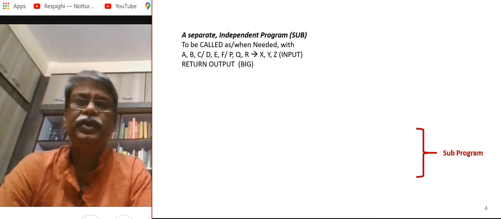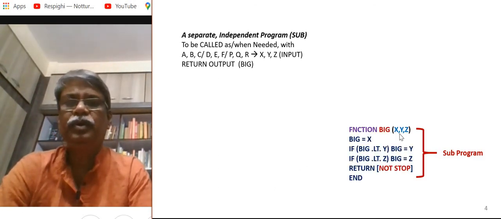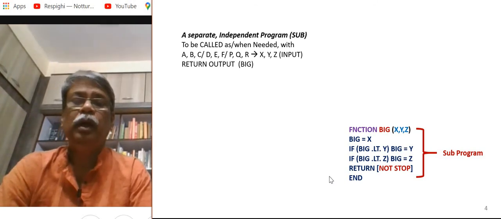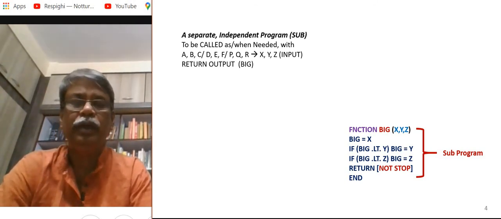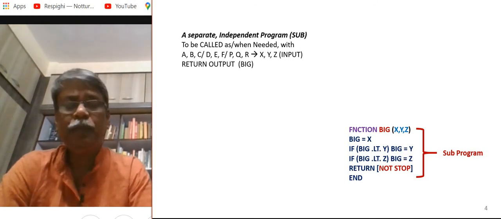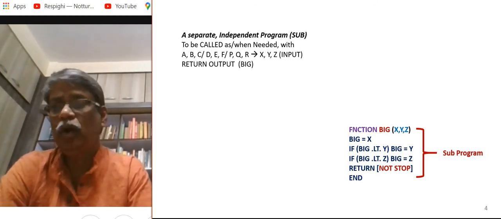Okay, in a more sketchy way. So here the subprogram is, we are writing function big(XYZ), and big X, the same logic I am using, and then it ends with return. Of course, it's not stop like the main program, and then end. Okay. So some things are common with the main program, some things are not common. I will compare it later on. So this is a subprogram, but unless it is called, it has no meaning.